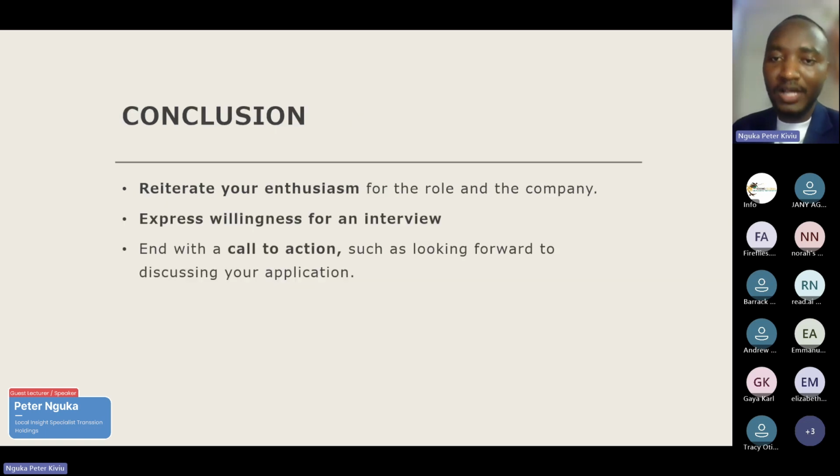Now, moving forward, you come to the conclusion of your cover letter, because a cover letter should basically just be one page, no more than one page. It's just a short letter. So in the conclusion, you basically reiterate your enthusiasm for the role and the company, express your willingness for an interview, and you also end with a call to action, such as looking forward to discussing your application.